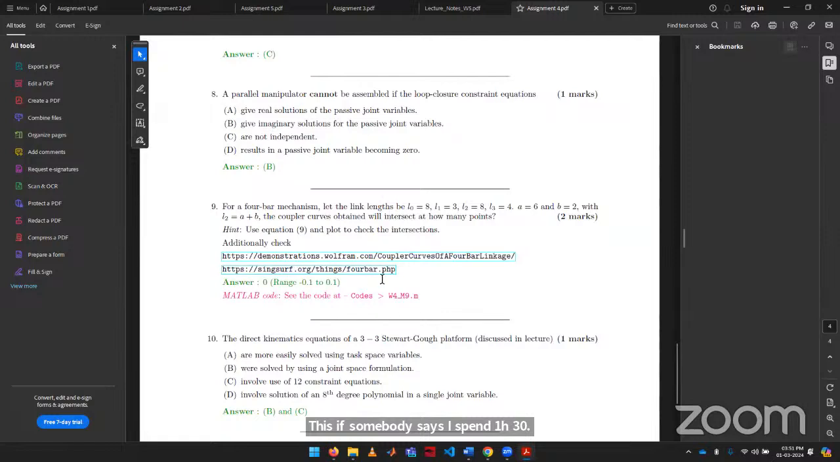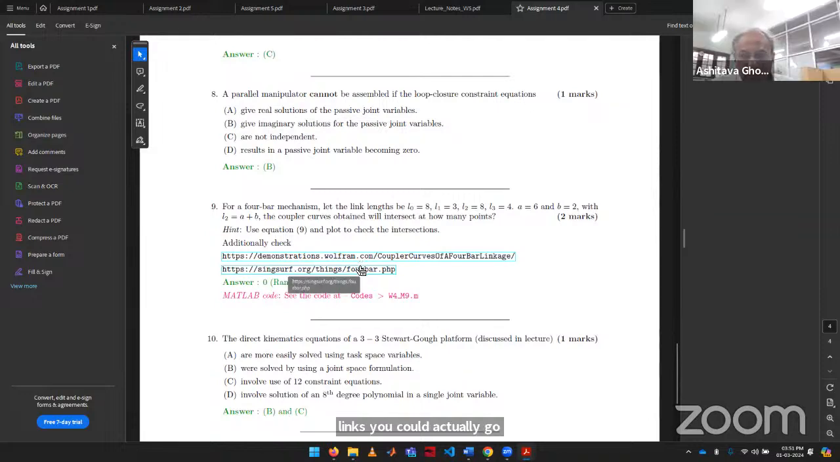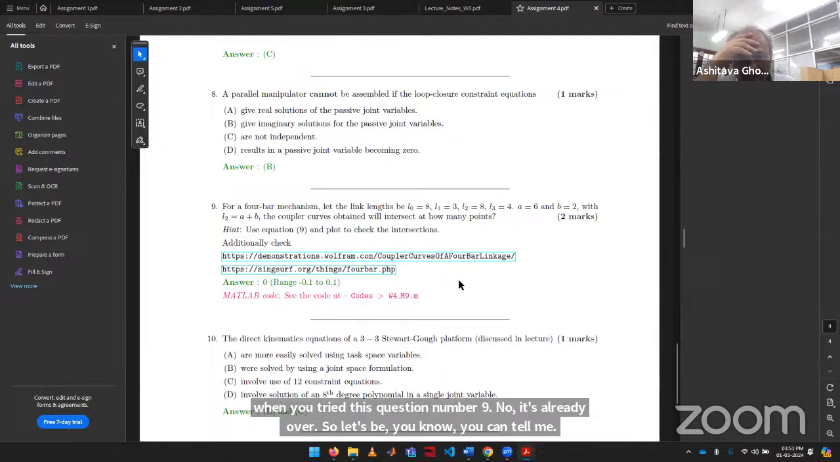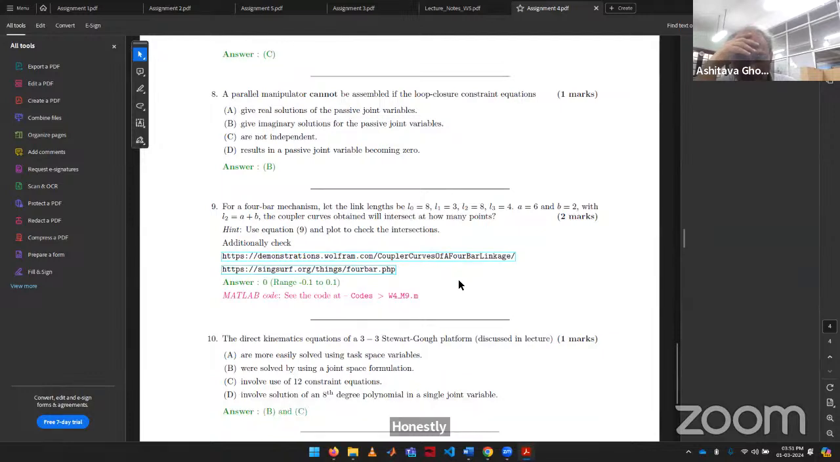Like for these ones also, we had provided you 2 links. You could actually go there and change the values and see. How many tried this question number 9? Right now there are, let me see how many people are there. There are some 12 people. How many tried this question number 9? It's already over. So you can tell me honestly. How many tried this?